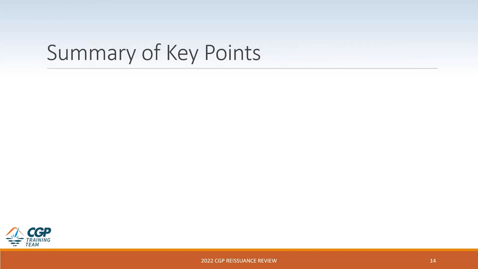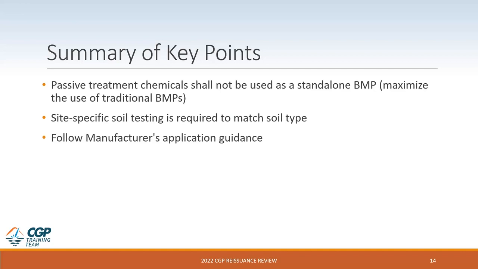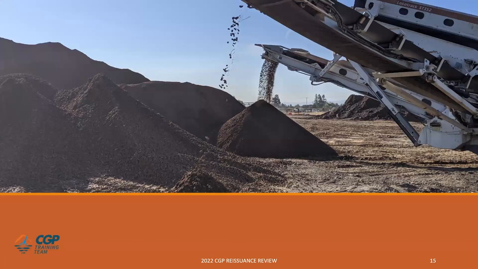All right, and lastly, just a summary of key points. Again, passive treatment chemicals should not be used as a standalone BMP. It's important to maximize the use of traditional BMPs. Site-specific soil testing is required to match soil type. At all times, the manufacturer's application guidance should be followed. Cationic passive treatment chemicals are not allowed for use under attachment G. And thank you. This concludes module 11 on passive treatment technologies.